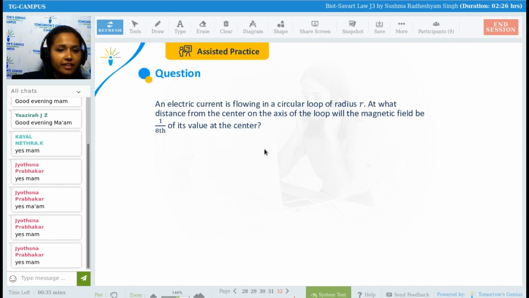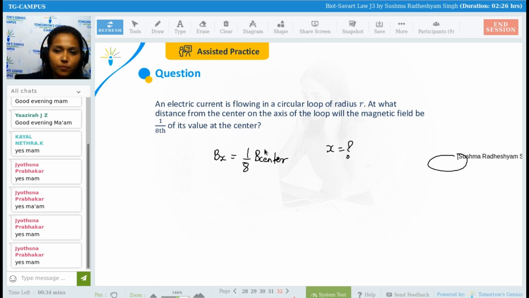So the question: an electric current is flowing in a circular loop of radius r. At what distance from the center along the axis of the loop will the magnetic field be 1/8 of its value at the center? The question is like a simple electric field question, but with electric current flowing in a circular loop. They say your magnetic field at the center is 1/8 of your magnetic field at point x. They want to know the value of x.